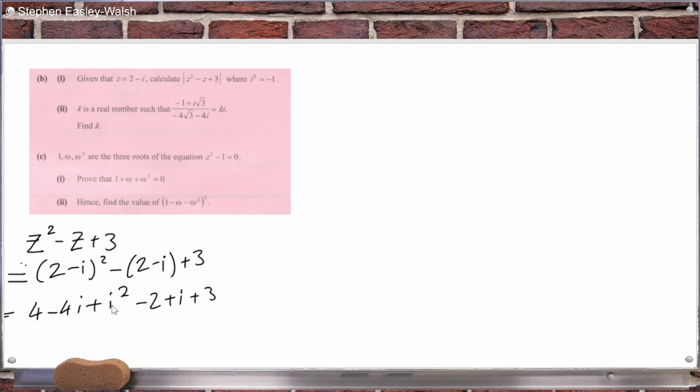So i squared is minus 1. So it's 4 minus 1 is 3. And with the 3 here is a 6. But the 6 with the minus 2 is 4. So let's just write that down. 4 minus 1 is 3, minus 2 is 1. 1 plus 3 is 4. Okay, and then minus 4i plus i is minus 3i.